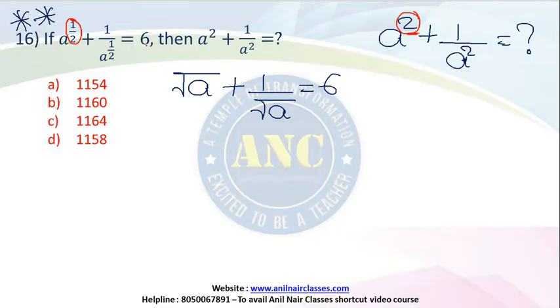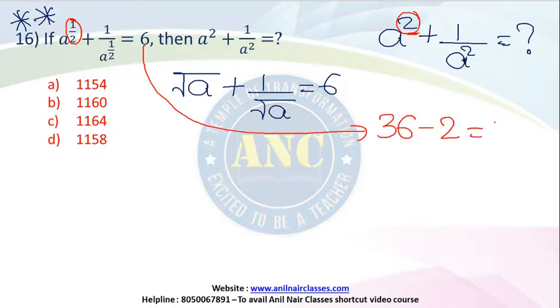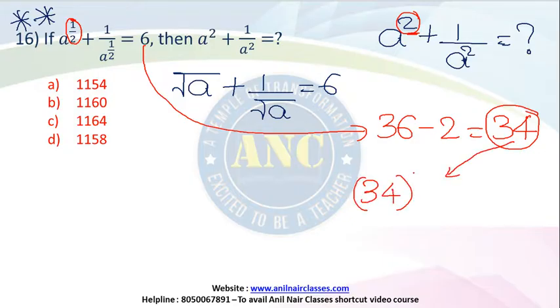That means I will say that right hand side is 6. 6 square is 36. 36 minus 2 is 34. Now, this 34 is for a power 1 plus 1 by a power 1. But the question is a power 2 plus 1 by a power 2. Take it once again. Take this 34, square it and subtract from 2. 34 square minus 2. It is 1156 minus 2. Answer is 1154. Answer for this question is 1154.